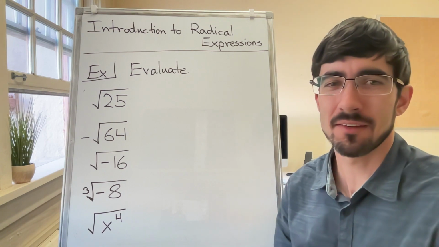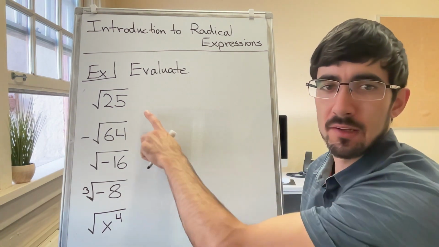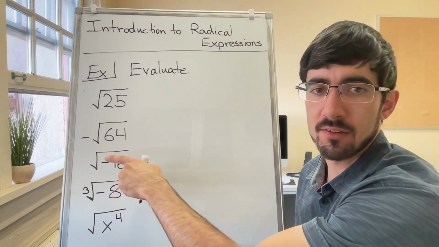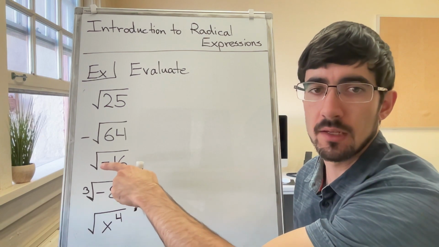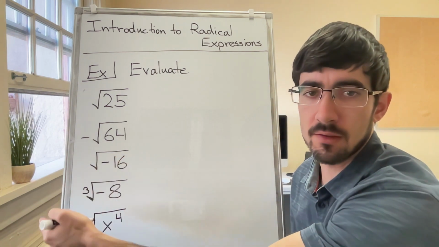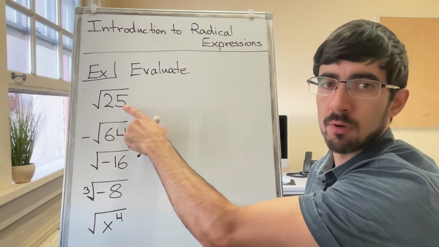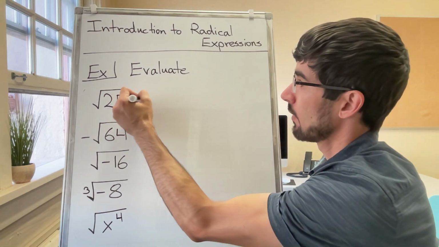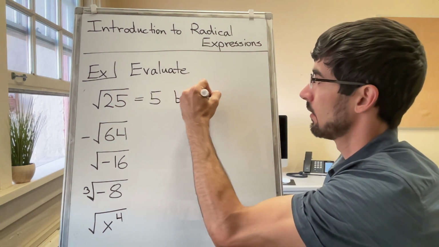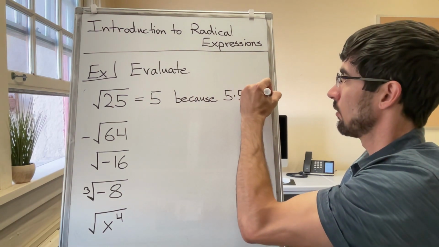Let's evaluate some roots or radical expressions. Notice that in these first few, there's no index given. This is assumed to be a square root, or you could write in an index of 2. If there's nothing written there as an index, it's an index of 2, which means a square root. So evaluate the square root of 25. Square root of 25 is 5. And I'm going to give a reason for this. It's because 5 times 5 equals 25.